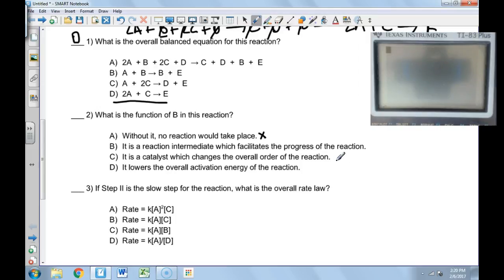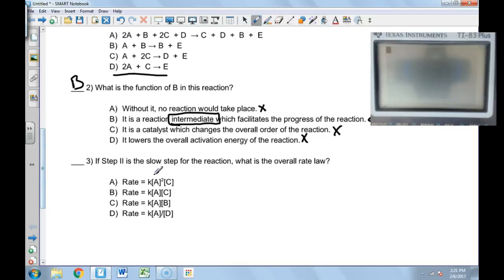Is it a catalyst? Well, it's not a catalyst, because a catalyst is not that thing. A catalyst changes the pathway a little bit, but it's not that. Then, it lowers the overall activation energy of the reaction. Well, if it's not a catalyst, we're not lowering the overall activation energy. But B definitely indicates that it's an intermediate, which means that it facilitates the progress of the reaction. So the answer there is going to be B.